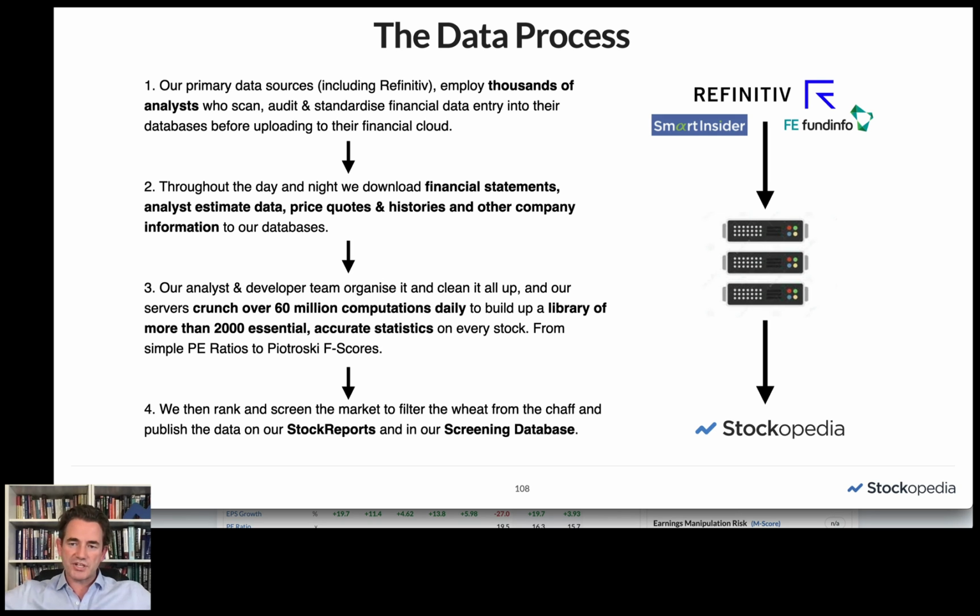And we download all this information into our Amazon cloud servers, where we process financial statements, analyst estimates, price quotes, and other company information. Then our analyst and developer team have organized this and cleaned it all up through scripts and processes. Our servers crunch something like 60 million computations daily to build up a library of more than 2,000 statistics on every stock. So that's where all of these algorithms and F-scores and Z-scores come from. And then we rank and screen the market and publish it all on the stock report.